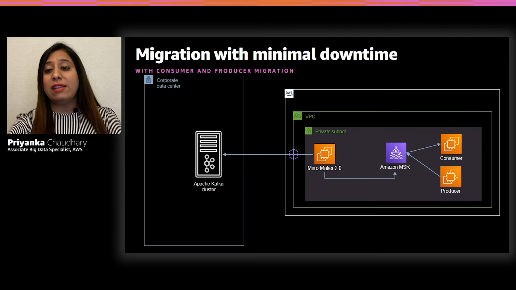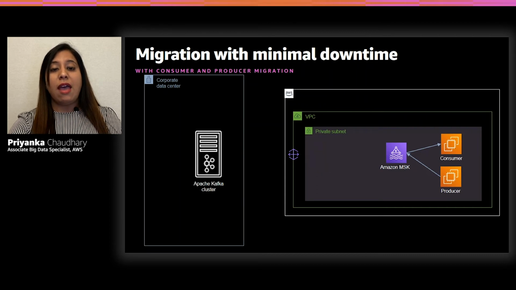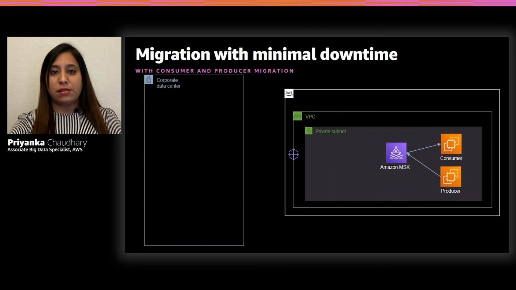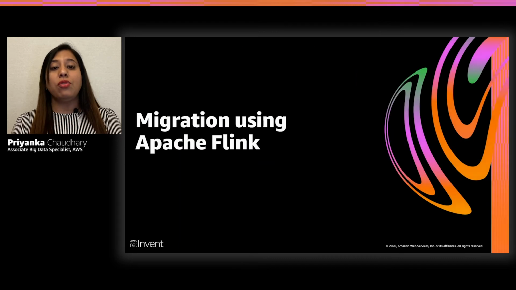Now we have all the settings of producer and consumer, and we need to make sure all the data is flowing from producer to consumer using Amazon MSK. Once that is configured, we can decommission our MirrorMaker and our source cluster. So these are the two methods you can utilize for migration of consumers and producers. Now I'm handing over to Jeremiah for further migration using Apache Flink.